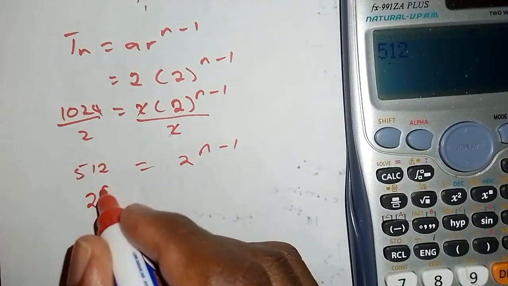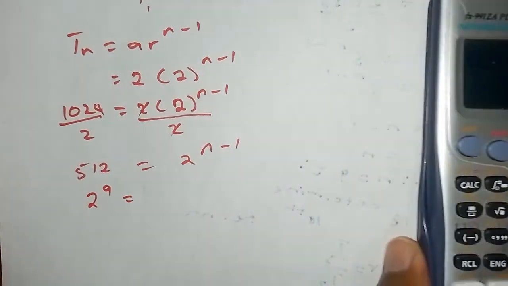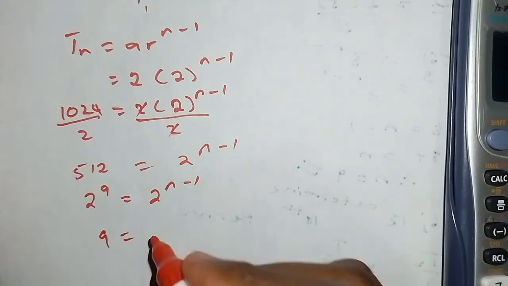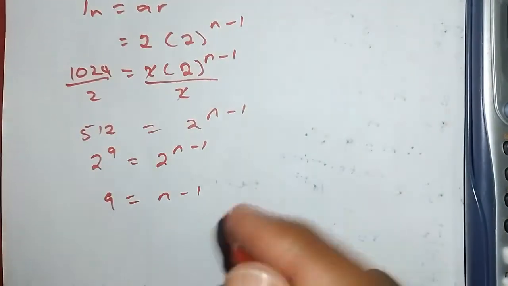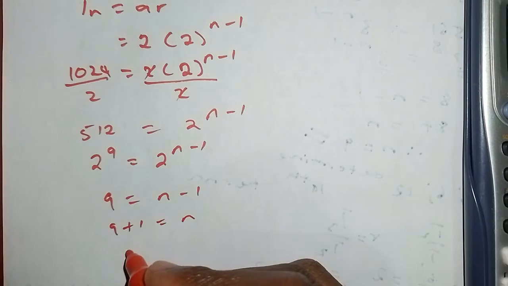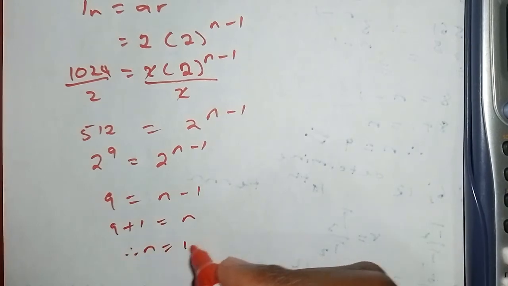Simple mathematics, simple exponents. 2 to the power n minus 1. And then 9 is equal to n minus 1. Then take this to the other side: 9 plus 1 is equal to n. Therefore the value of n is equal to 10.